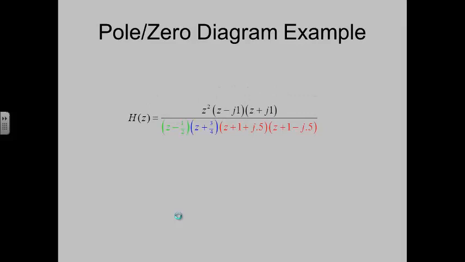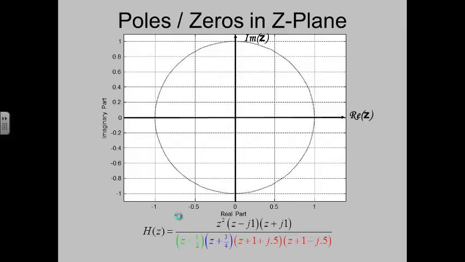There's a really complicated H of z. It has 1, 2, 3, 4 zeros and 1, 2, 3, 4 poles. And from this, we want to see how you would plot its pole zero diagram, and how we would work our way back to the difference equation from the pole zero diagram. So we had this H of z and said, give me the pole zero diagram.